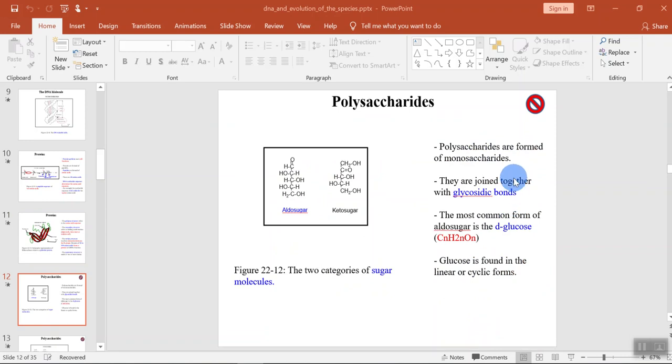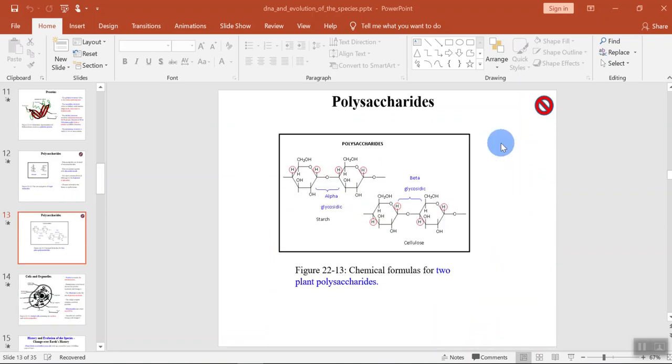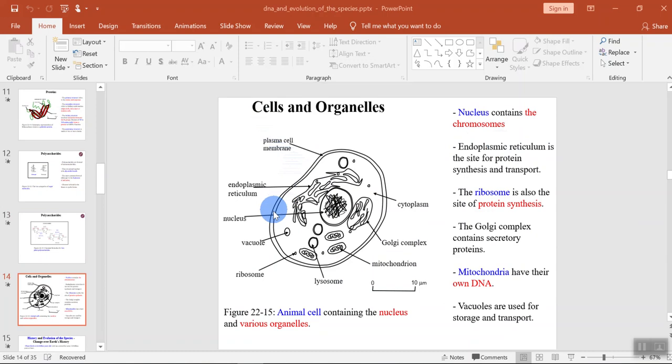Let's skip this one, polysaccharides. Let's skip this one as well. And then here we're showing a cell. There is a membrane. And then inside the cell is the cytoplasm, which contains the nucleus. Inside the nucleus are the chromosomes, and there is the ribosome, which is also a site of protein synthesis.